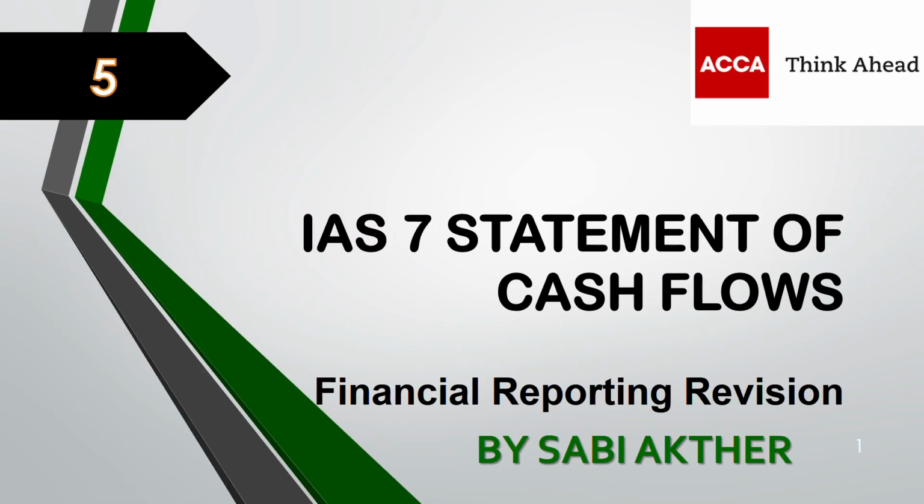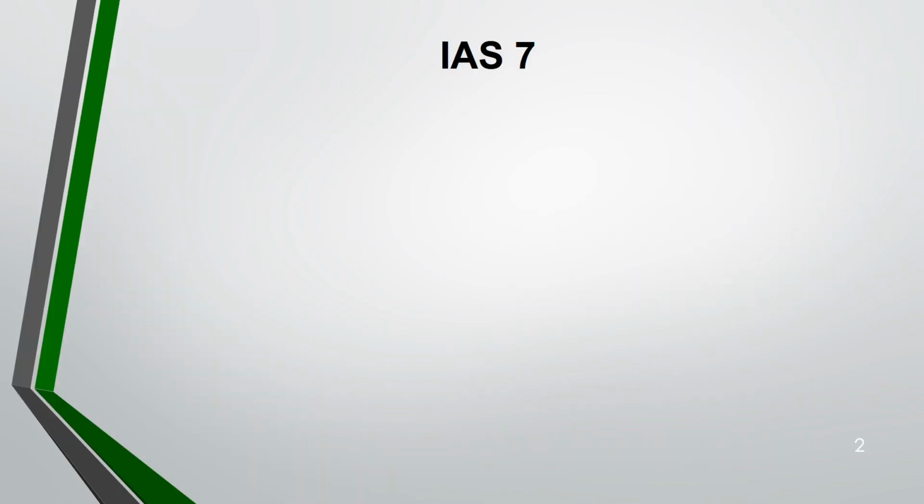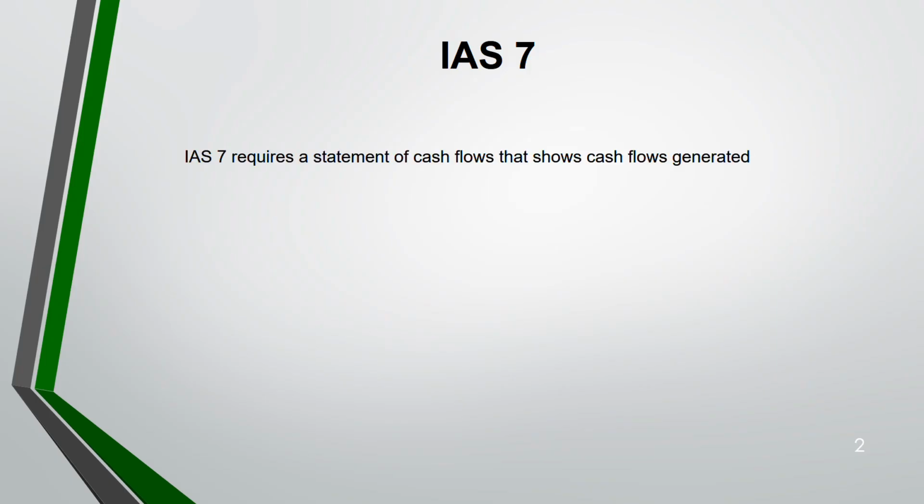Assalamu alaikum. Welcome to video 5. This is IAS 7, statement of cash flow, and this is relevant for both SBR and FR students. So IAS 7 requires the statement of cash flow that shows cash flow generated from operating, investing, and financing activity. So basically in IAS 7, you have to classify the cash inflow and outflow in the right categories.